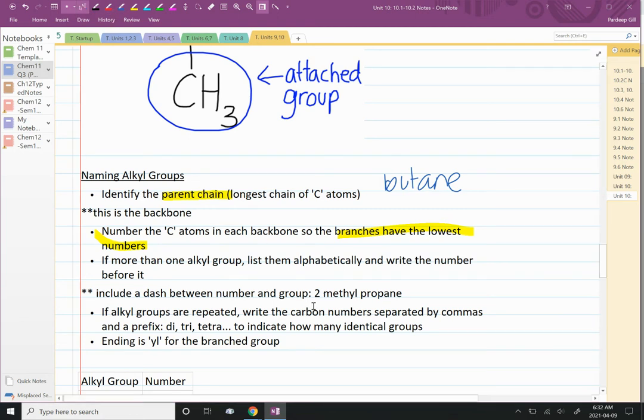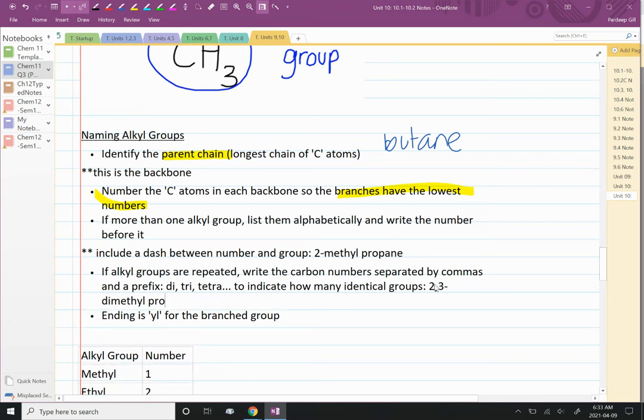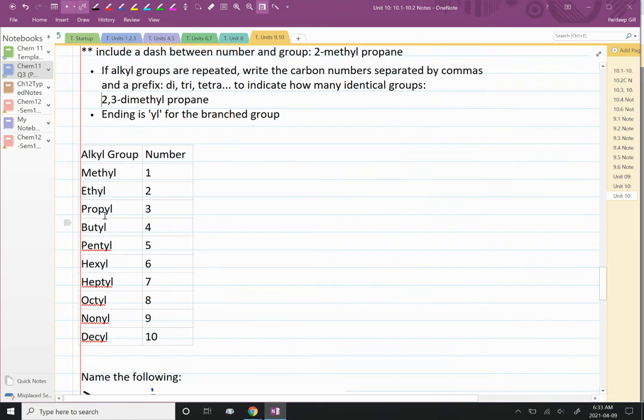So here it would be like that. Okay. And if the groups are repeated, write the carbon numbers separated by commas and a prefix di, tri, tetra to indicate how many identical groups. And I'll show you how to do that. So it would be something like 2,3-dimethylpropane, for example.